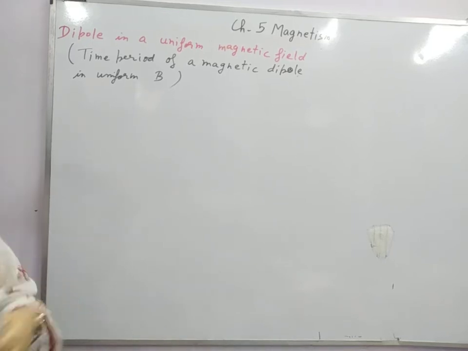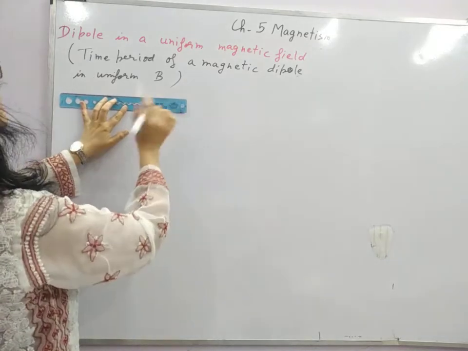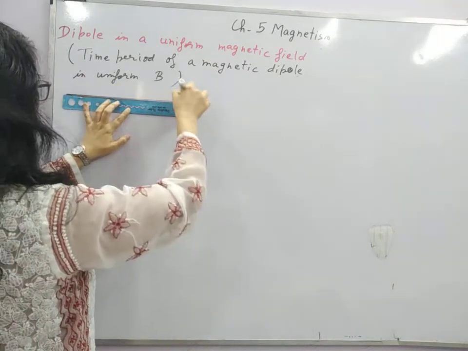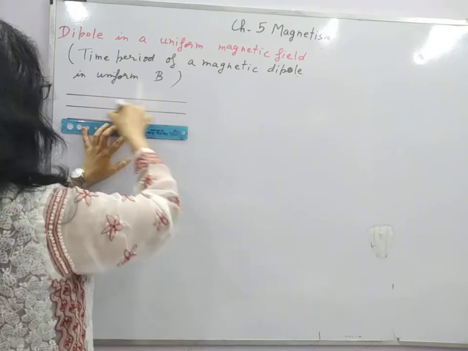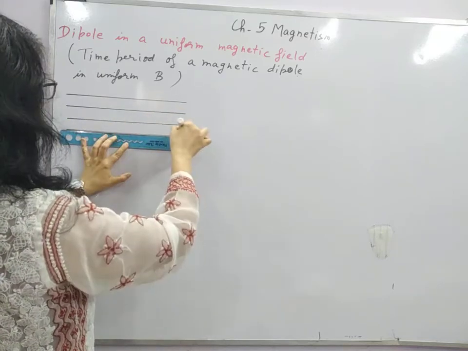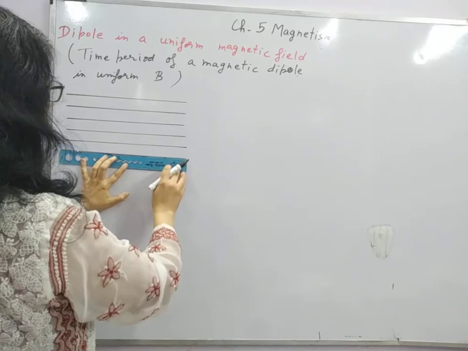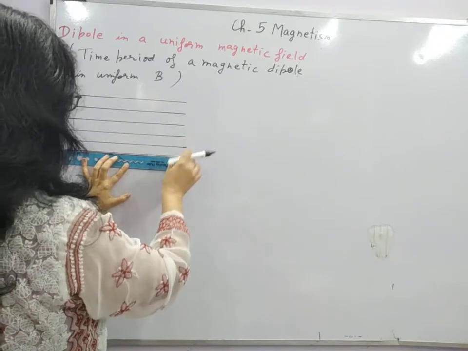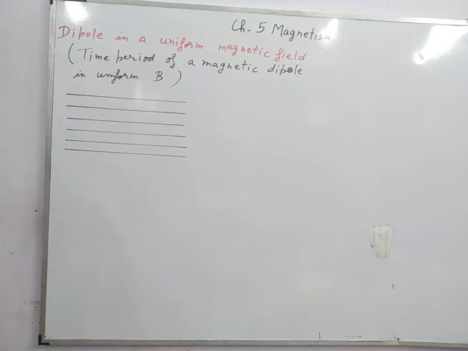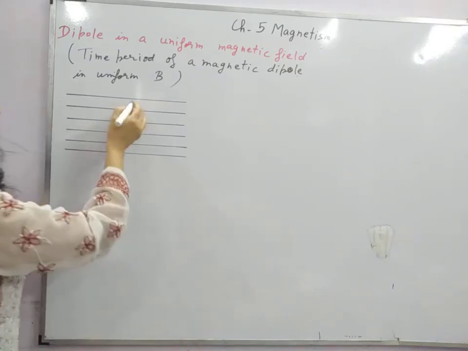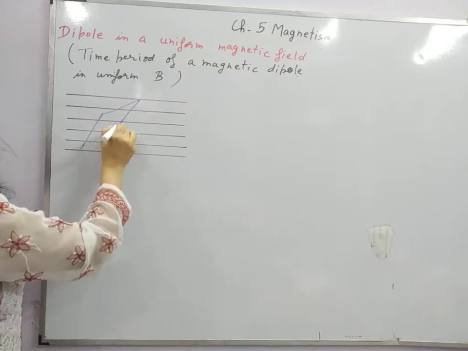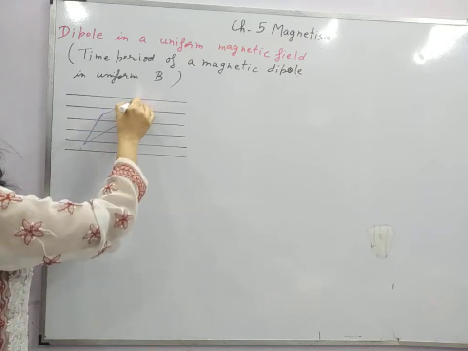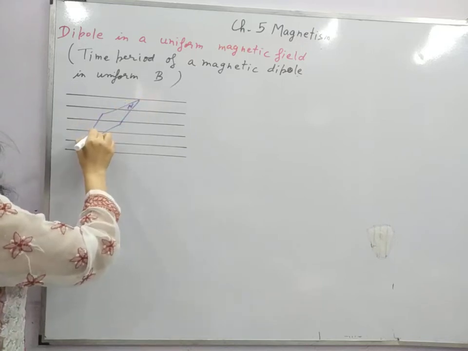Now for that we can draw a diagram. For uniform magnetic field, we know that these are parallel magnetic field lines. Let's consider a magnetic dipole. Magnetic dipole can be considered as a magnetic compass needle which has two terminals, that is north and south.